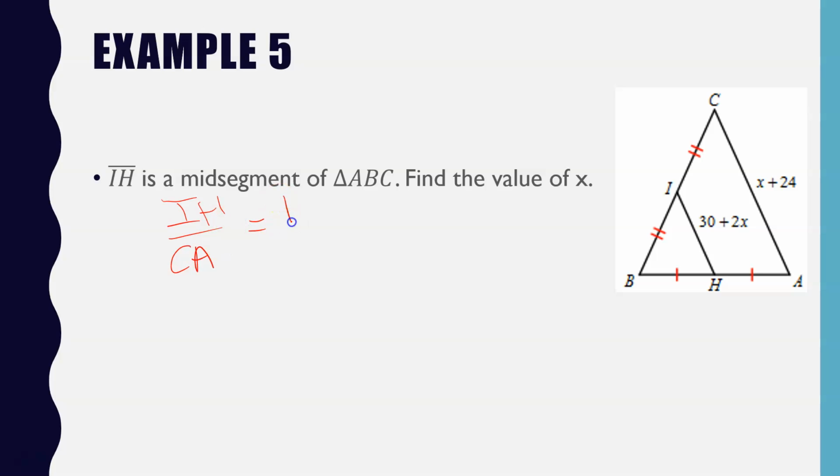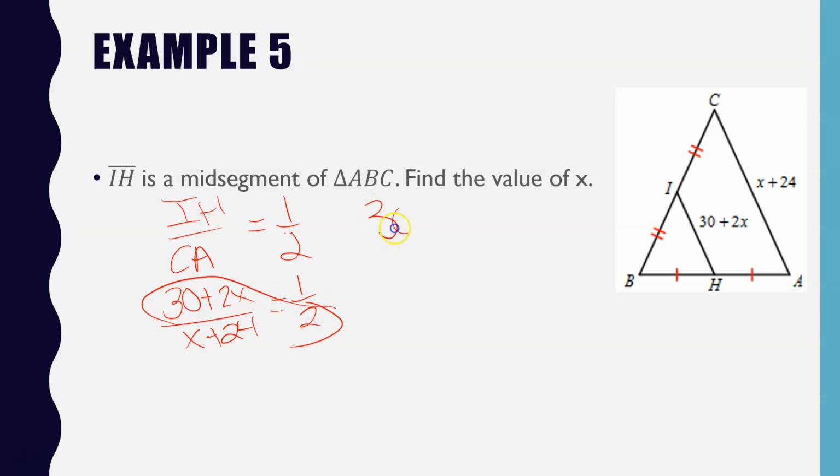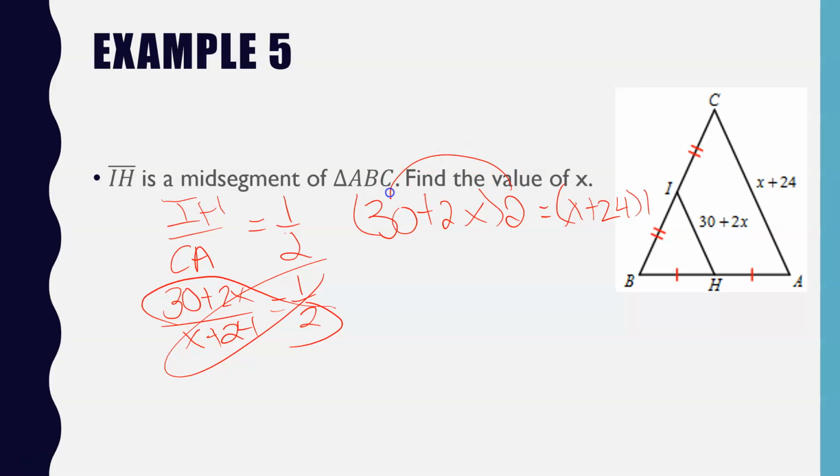CA is 1/2. So I am going to replace IH with what it has. So it has 30 plus 2x over x plus 24 equals 1/2. I cross multiply, so I have 30 plus 2x times 2 equals x plus 24 times 1.